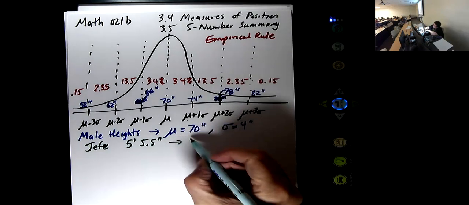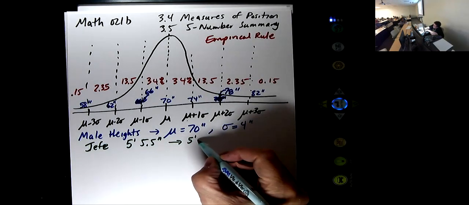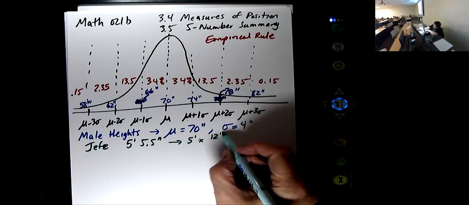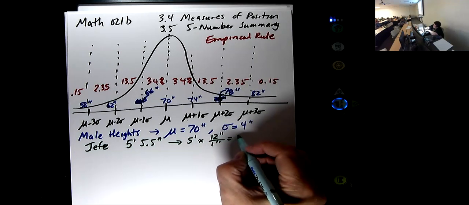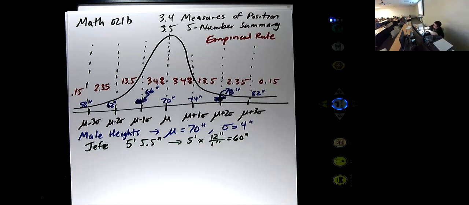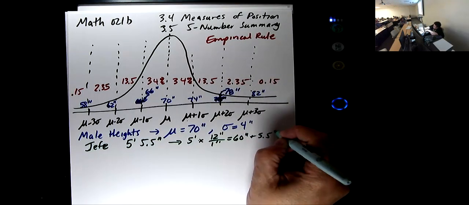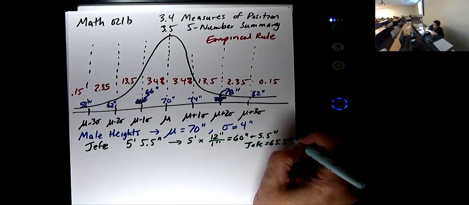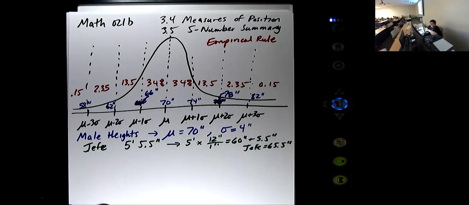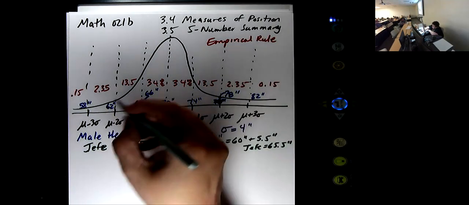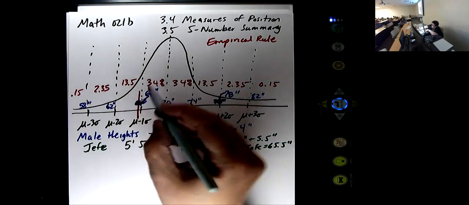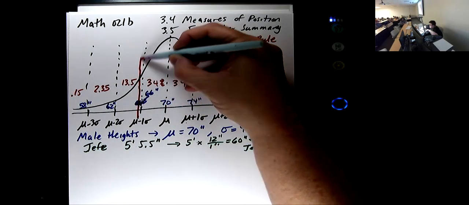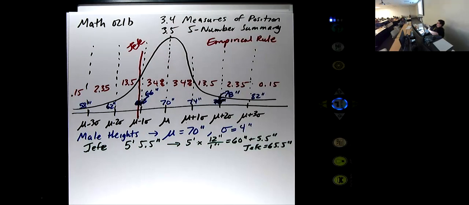So like 5 feet, I can turn that to inches. There are 12 inches in 1 foot. So the 5 foot part turns into 60 inches. And if I add the 5.5 inches, Hefe's at a good old 65.5 inches. Which puts me just to the left of this line. Just to the left there. Hefe is right there.